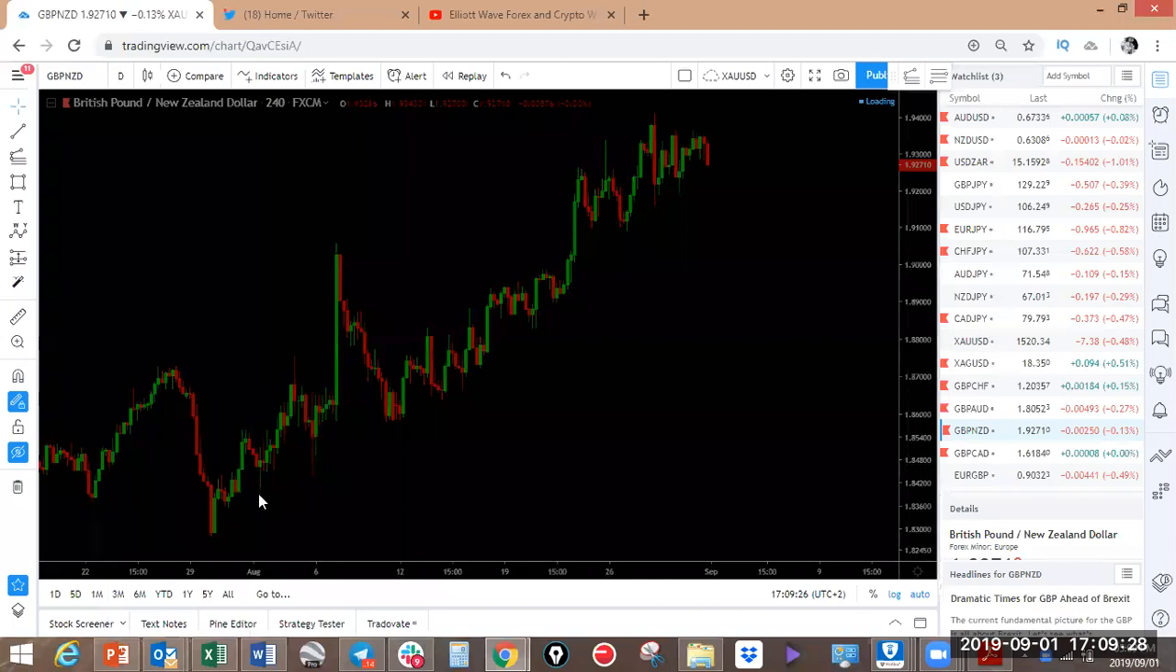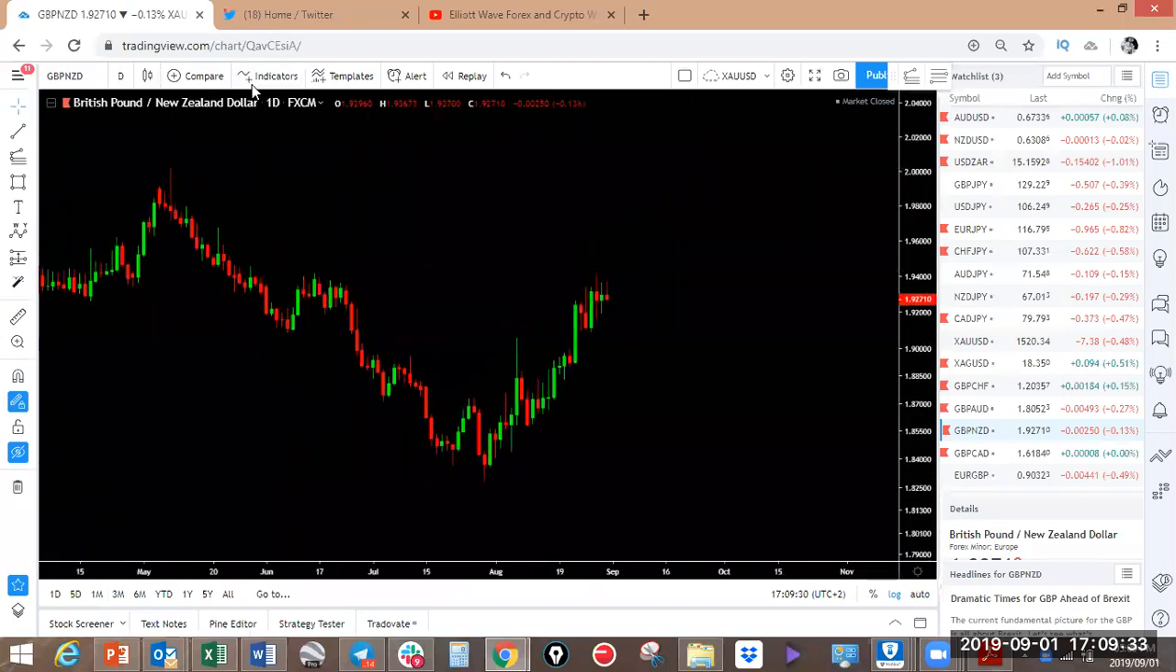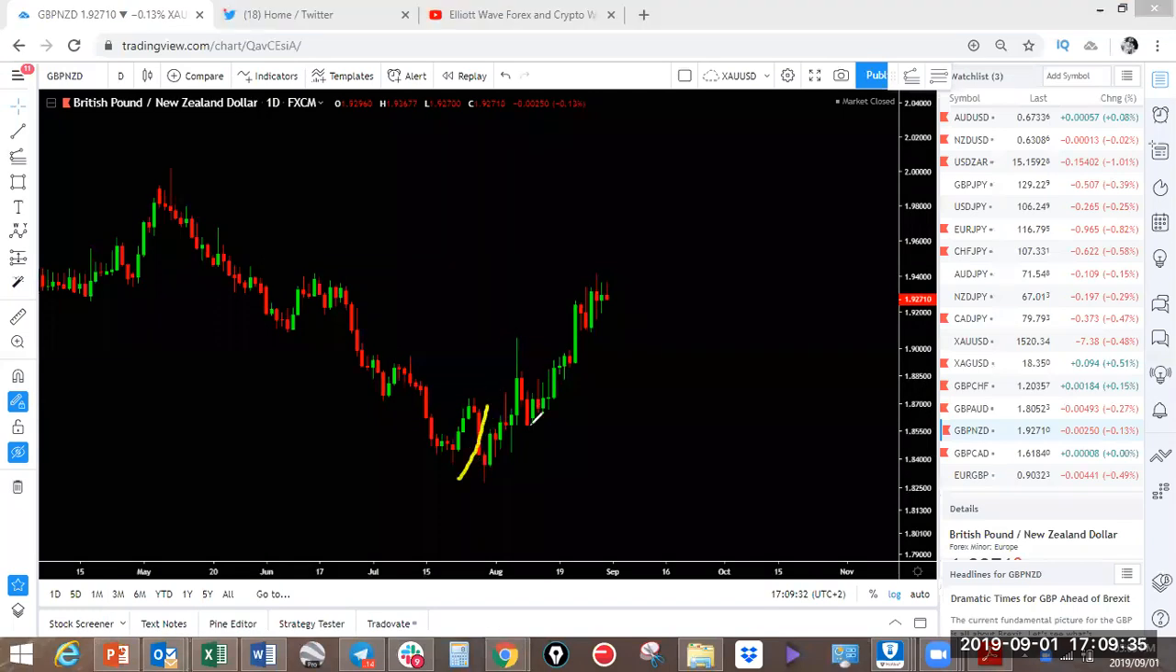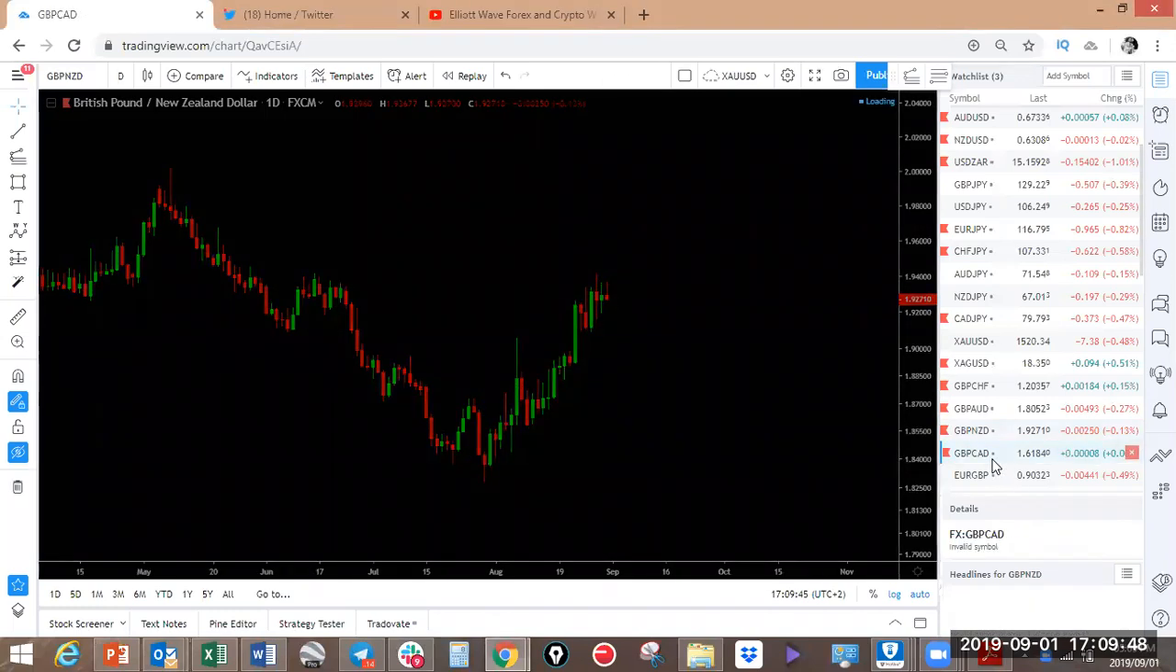Pound New Zealand's got a similar structure as pound AUD. Let's look at this one on the daily. So this looks pretty impulsive, although you can see that we've got 3 waves like we do with pound AUD. So this is a 3-wave pullback. We'll be looking for this one to drop also and make a structure like this. All this needs to be confirmed before they play out.